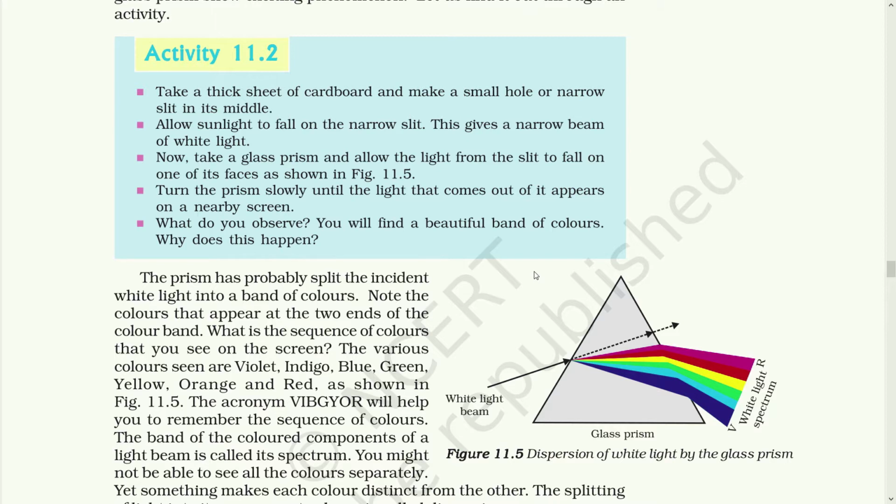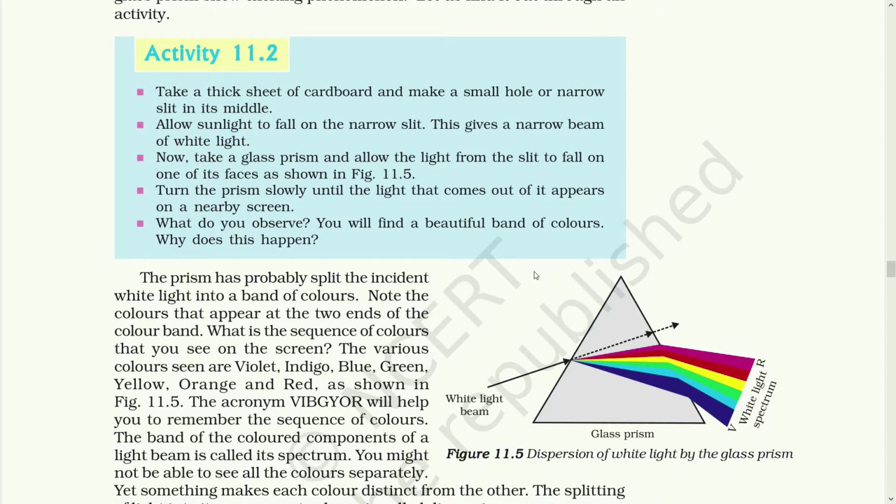Why does this happen? The prism has probably split the incident white light into a band of colors. As you can see in the diagram, when the white light passes through a triangular prism, it splits into a band of 7 colors. Note the colors that appear at the 2 ends of the color band. What is the sequence of the colors that you see on the screen? The various colors are violet, indigo, blue, green, yellow, orange and red. The acronym VIBGYOR will help you to remember the sequence of colors. The band of colored components of the light beam is called its spectrum.